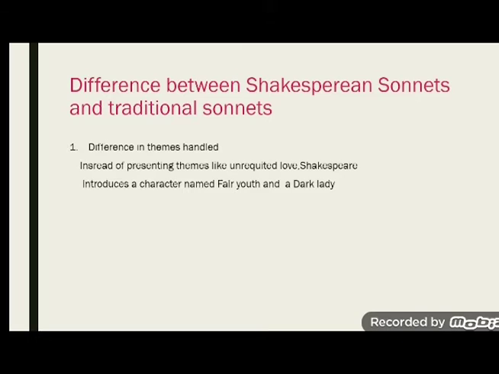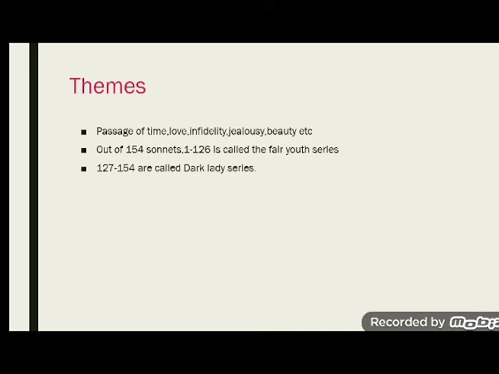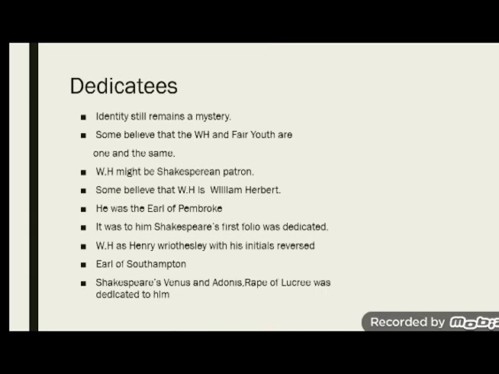Then we have to know the difference between Shakespearean sonnets and the traditional sonnets. The main difference can be seen in the themes handled. Instead of presenting themes like unrequited love, Shakespeare introduces a character named the Fair Youth and a Dark Lady. The major themes of Shakespearean sonnets are the passage of time, love, infidelity, jealousy, and beauty. Out of 154 sonnets, 1 to 126 are called the Fair Youth series, and the rest, 127 to 154, are called Dark Lady sonnets.